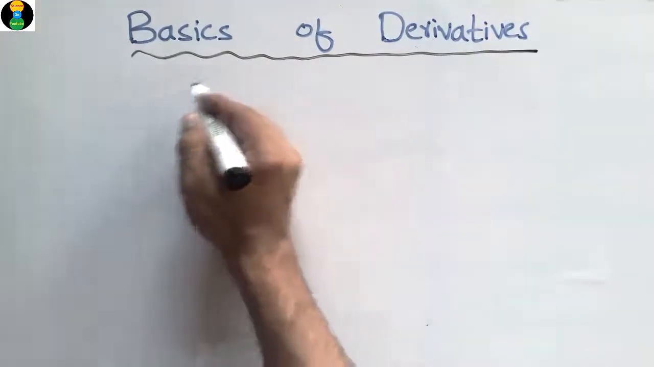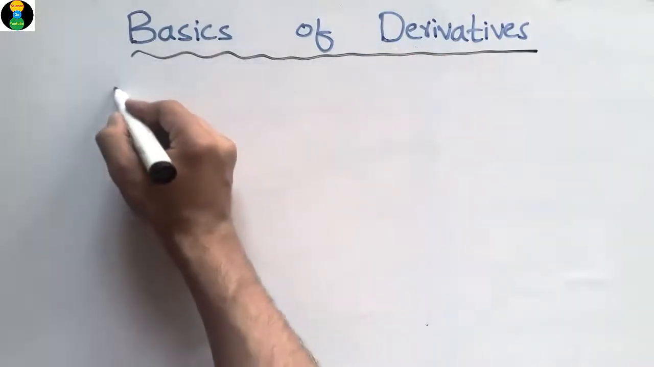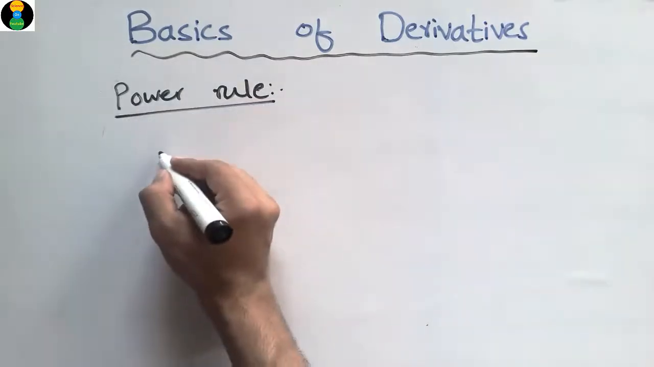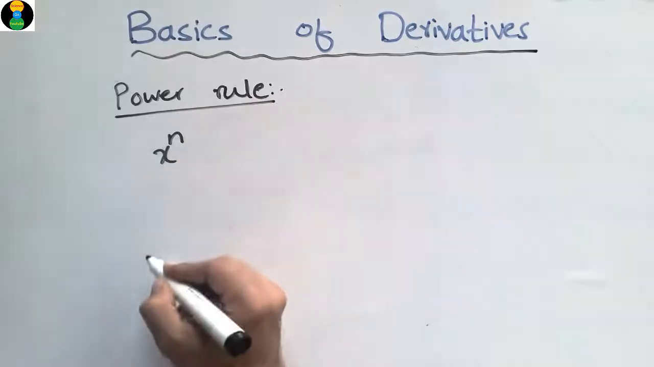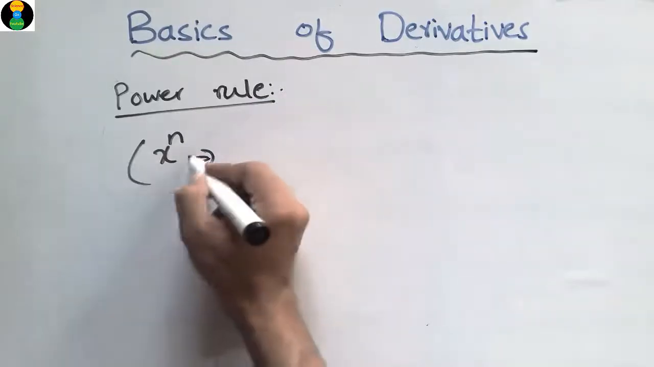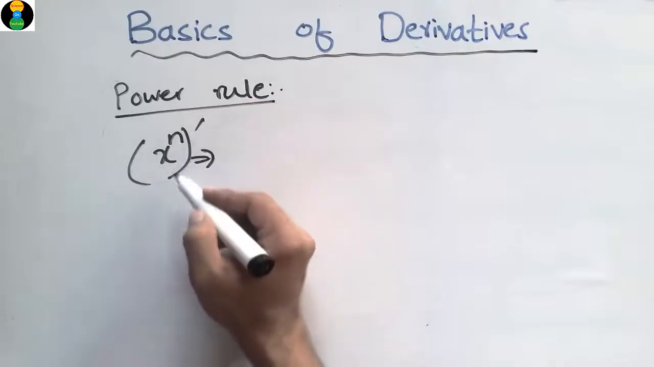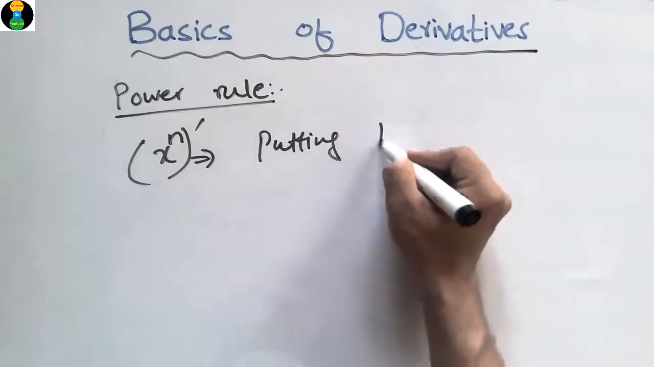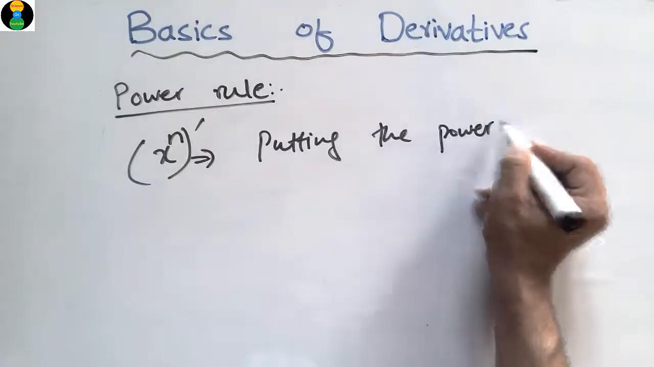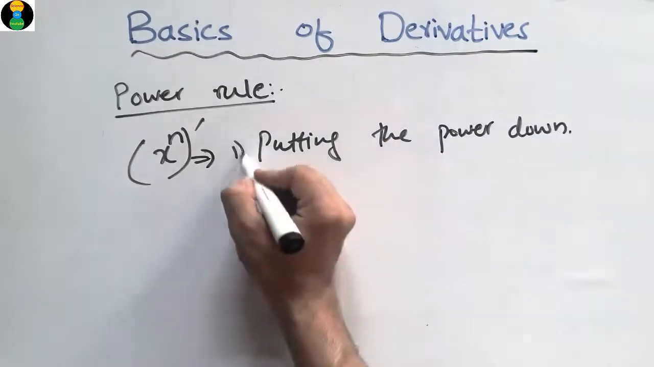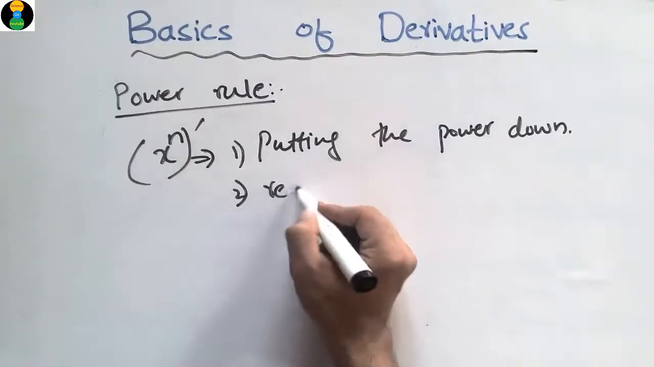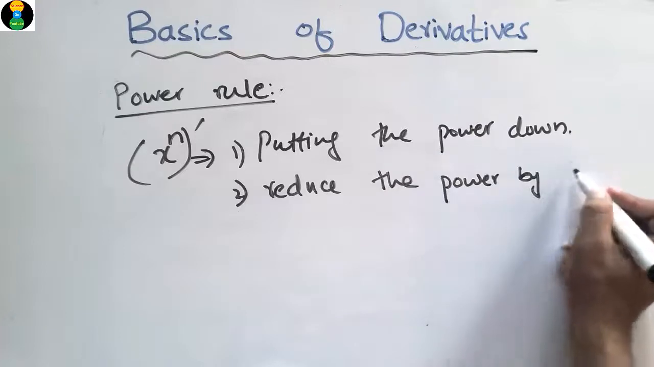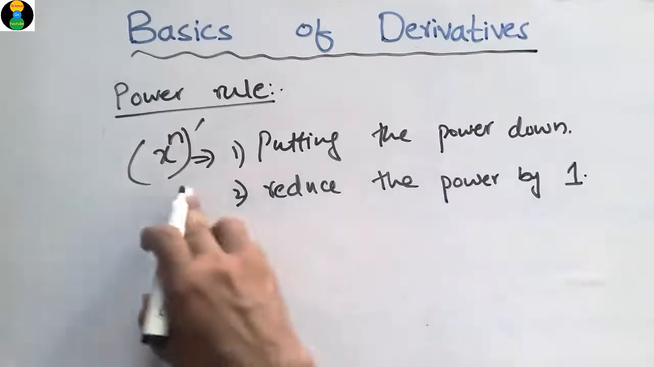So the first one we are mostly concerned with is the power rule in derivatives. It's very important, the power rule. It states that if this is any variable and the power is a constant, the derivative can be found by putting the power down, this is the first step, and the second is to reduce the power by 1. So now I will do an example on these two steps.